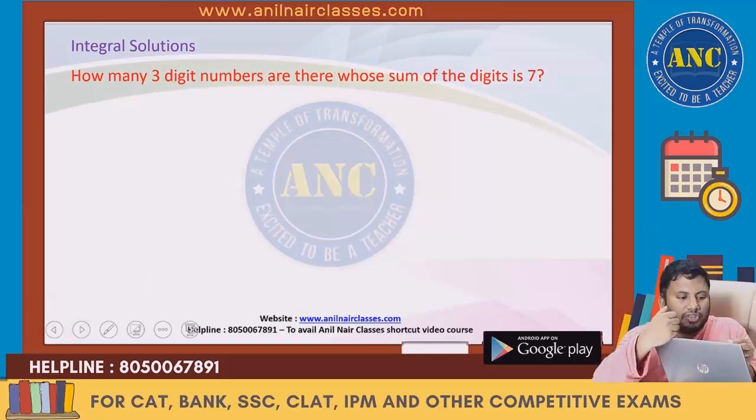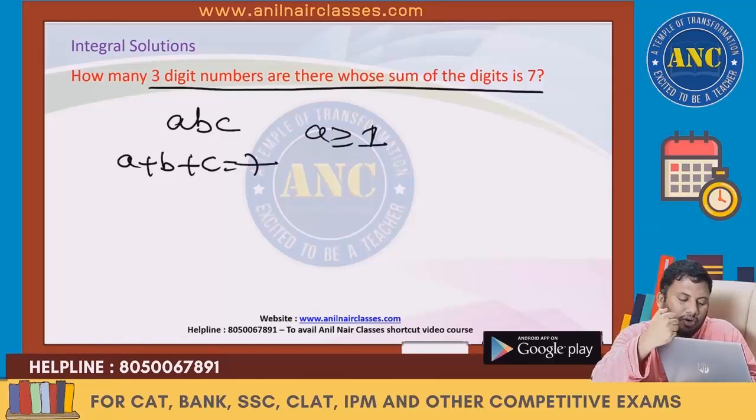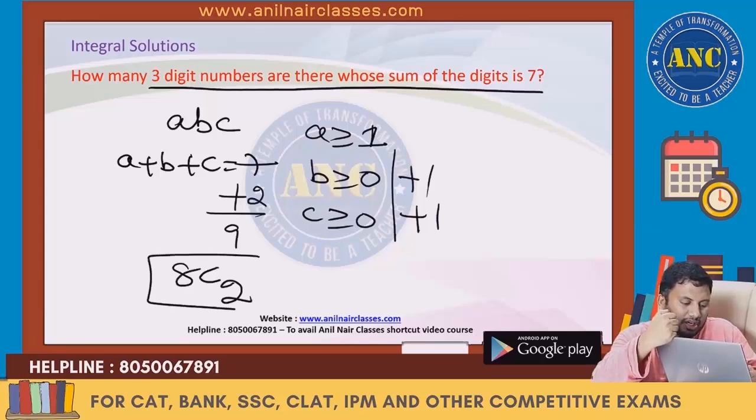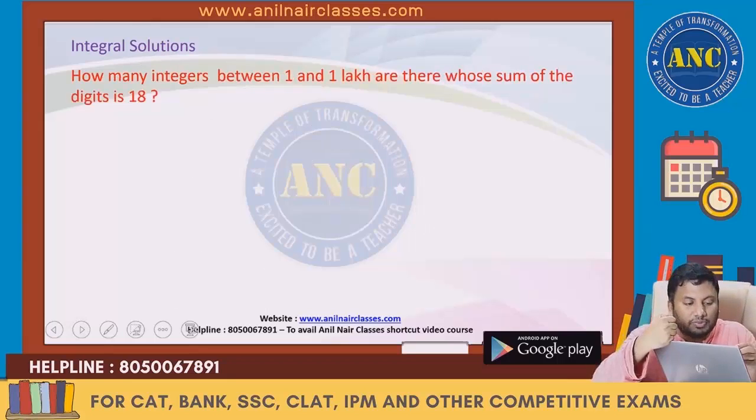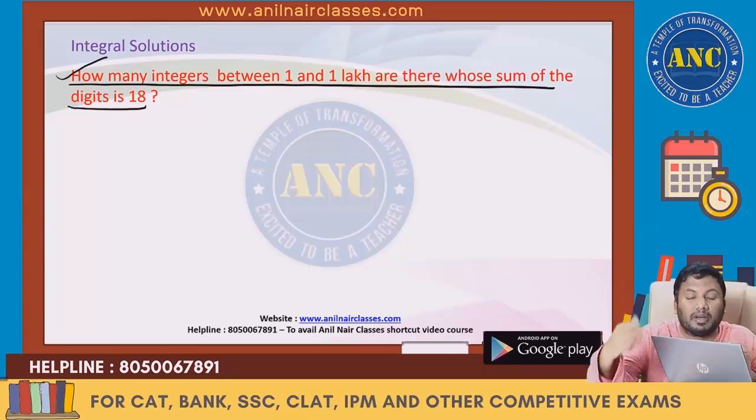How many 3-digit numbers are there whose sum of the digits is 7? This model also we covered. Leftmost cannot be 0, rightmost can be 0. So it is plus 1 plus 1. 7 plus 2, 9. Answer is 8C2. This model we will cover tomorrow from 4 to 5:30. Tomorrow there will be session number 3, which is a little more advanced.